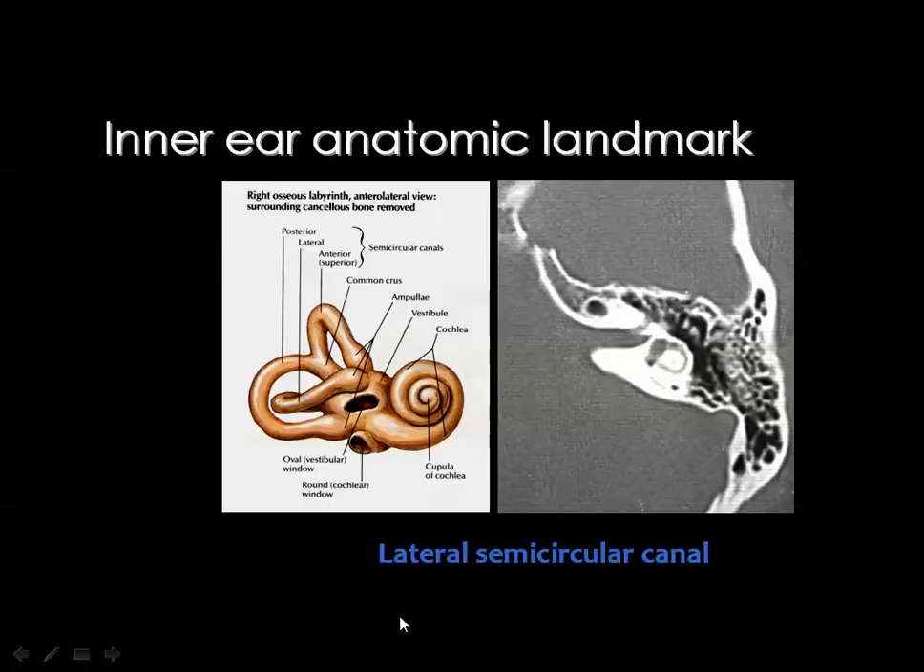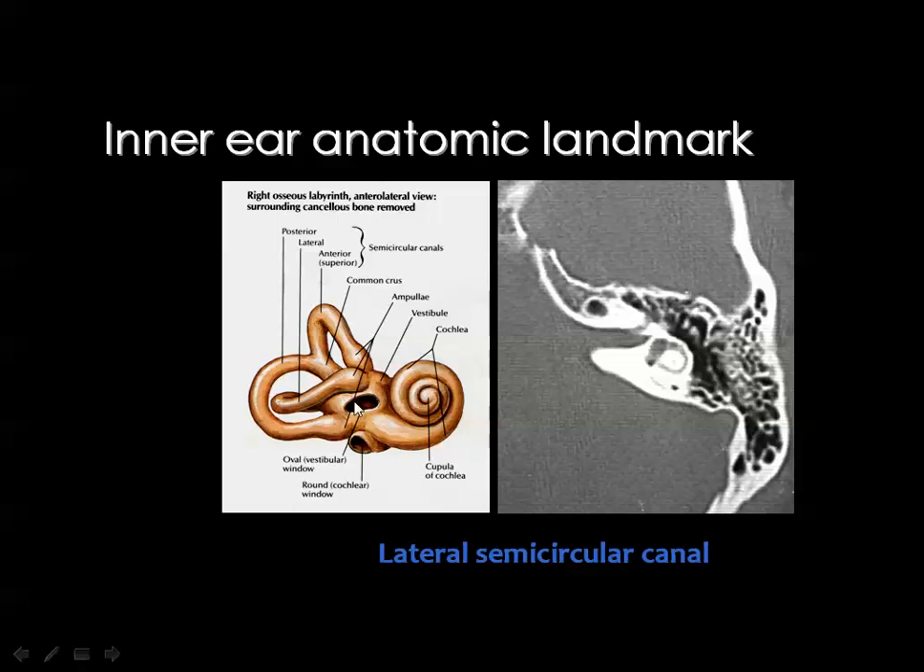Then, as we have an anatomic landmark for the middle ear, we also have an anatomic landmark for the inner ear. And you know that we have three semicircular canals, and each canal has two names, but we will deal with only one name for each canal. This canal, which is very important, is the horizontal one or the lateral one. The horizontal semicircular canal or the lateral semicircular canal. Then this is the posterior semicircular canal, and this is the superior semicircular canal. Then our anatomic landmark here is the lateral semicircular canal.